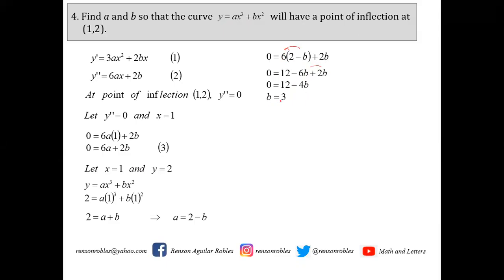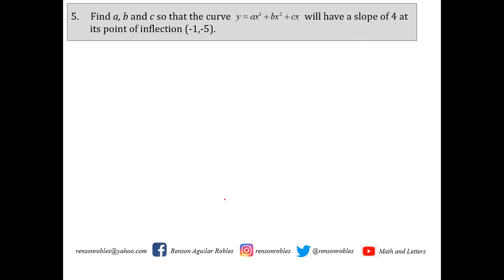So we already have our b. And then the next thing to do is to look for a by replacing b by 3. So you have a equals negative 1. And therefore, the function y equals negative x cubed plus 3x squared will have a point of inflection at (1, 2). Okay, let's solve some more.